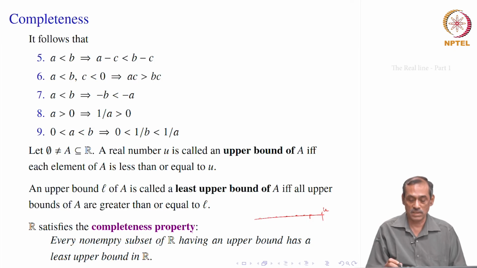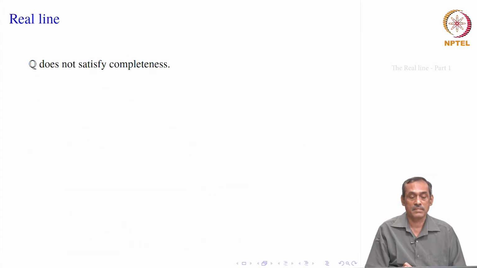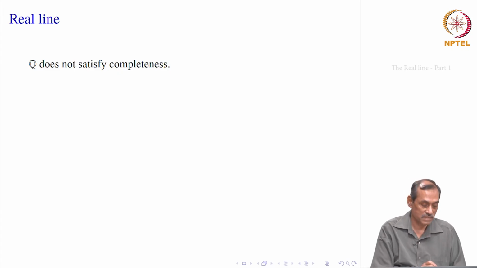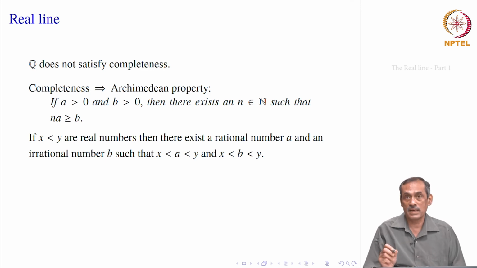That is very obvious, but it is not satisfied everywhere. We will see, for example, that in Q it is not satisfied. Q does not satisfy the completeness property, and the reason is this. Suppose you take the set of all numbers which are less than root 2. We know that root 2 is not a rational number, it is irrational. Then its least upper bound will be root 2, which is irrational, which is not in Q. So, R really satisfies it, but Q does not.